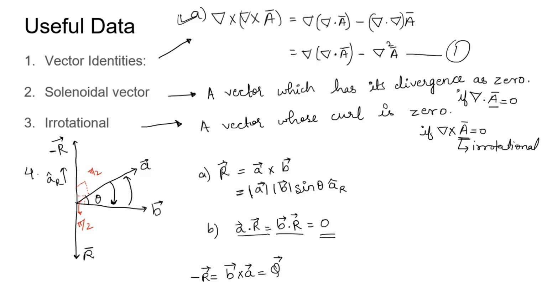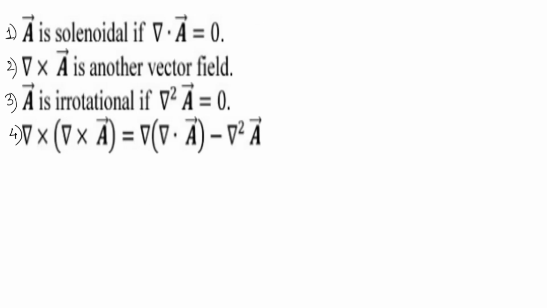Okay, so coming to the options which we were provided, the first one is that A is solenoidal if del dot A is 0. This is correct, as we have seen that a solenoidal vector is the one whose divergence is 0. Second thing is that del cross A is another vector field. This is also correct, because the cross product of two vectors will result in some other, completely different vector.